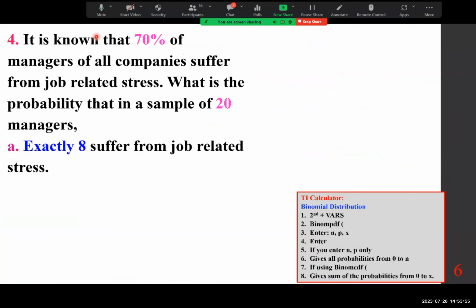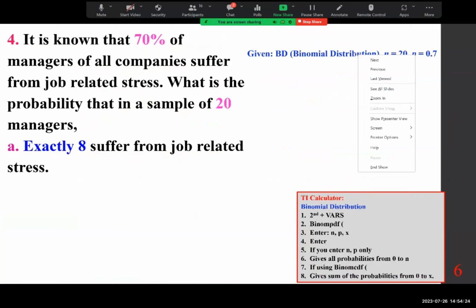It is known that 70% of managers of all companies suffer from job-related stress. What is the probability that in a sample of 20 managers, exactly eight suffer from job-related stress? And again, I'm reminding you of what I gave you in the previous page using a calculator. So let's, number one, understand what we have. We have a binomial distribution, BD short for binomial distribution.